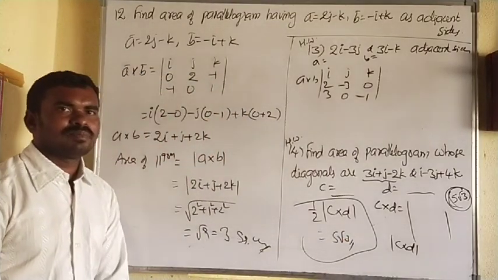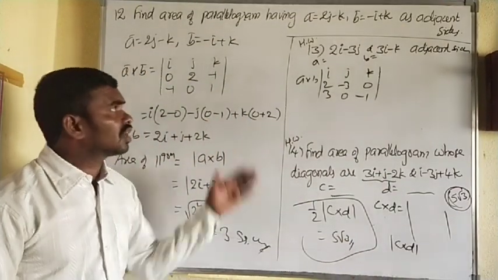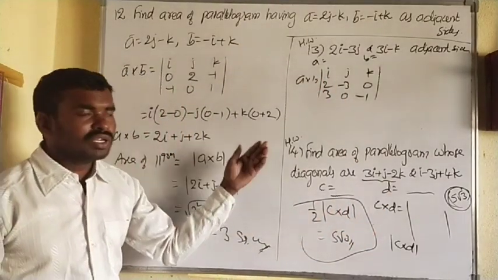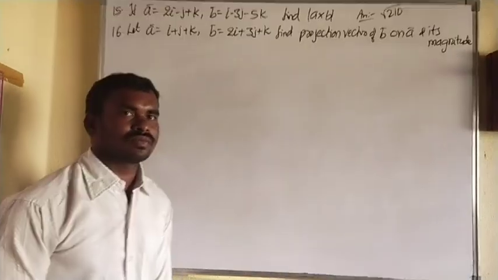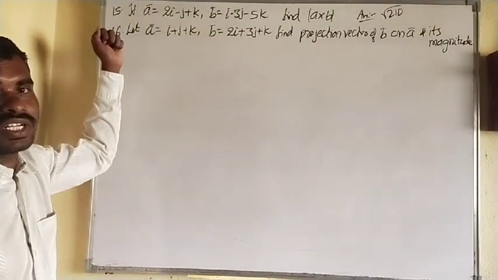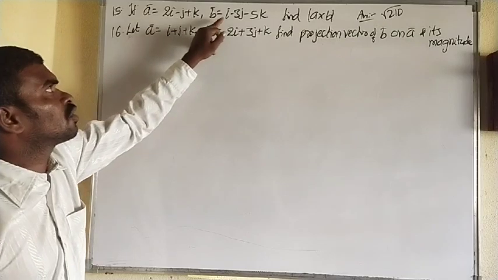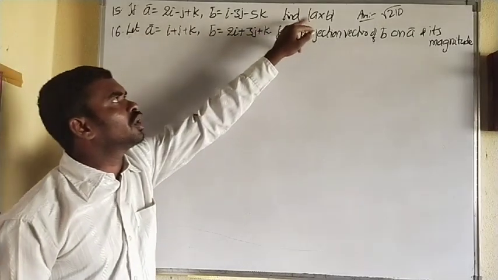Is it clear? Of course, not only these three sums, if any one is given in the question, you can do it in this same process. Next, the 15th one is a simple question. You do it. a bar equal to i minus j plus k, b bar equal to i minus 3j minus 5k. Then find modulus a cross b.